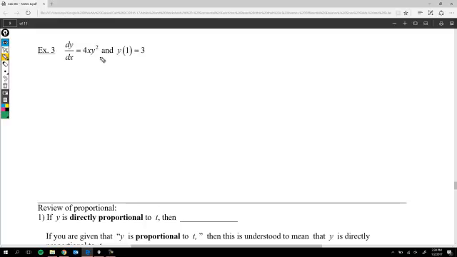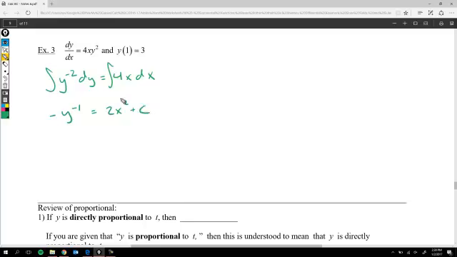of a separable. So here again, I just need to separate my variables, so we're practicing. I have y to the -2nd power, and then 4x dx. All right, so I can take the integral of both sides. And so I get -y to the -1 equals 2x squared plus c.